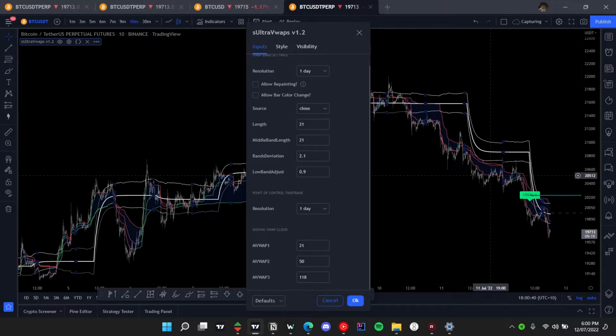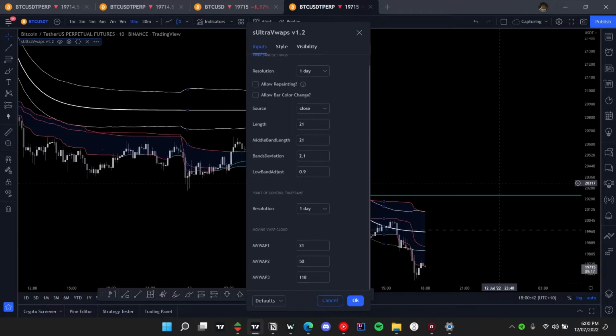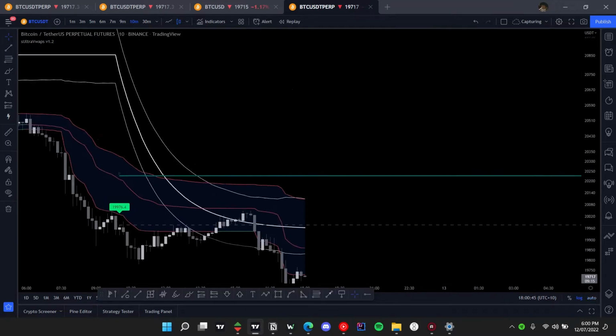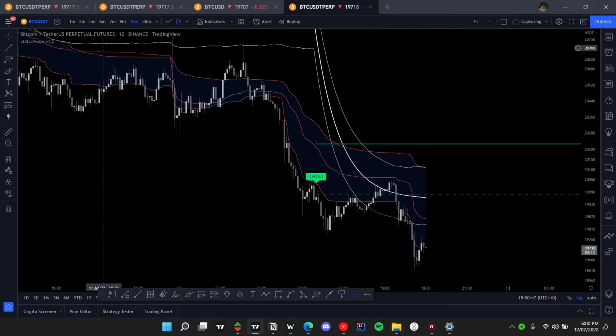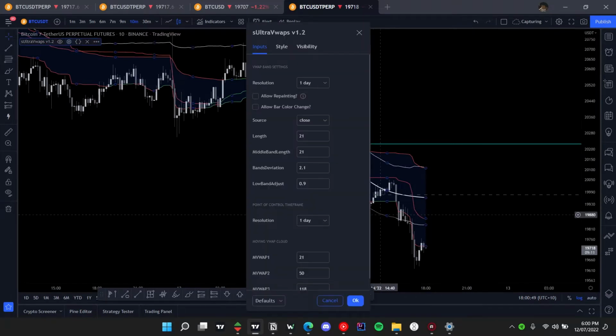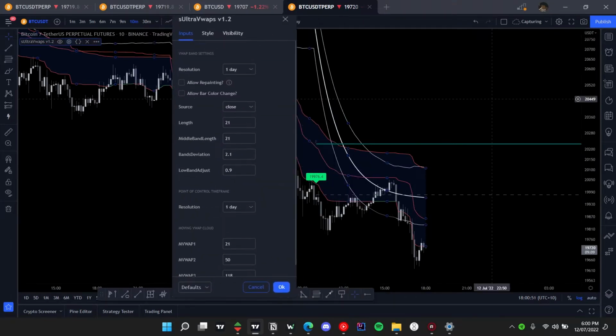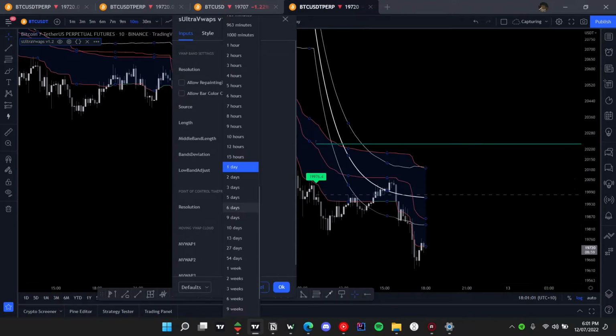Then we have the point of control. The point of control is the region where most volume has been traded. This point of control is a bit different because instead of having one line, it creates a region from where the price has the highest probability of getting rejected or getting accepted. Right now we're using 1 day.